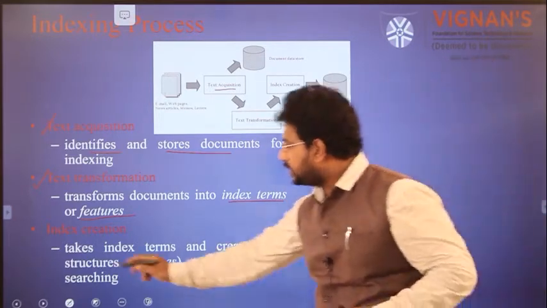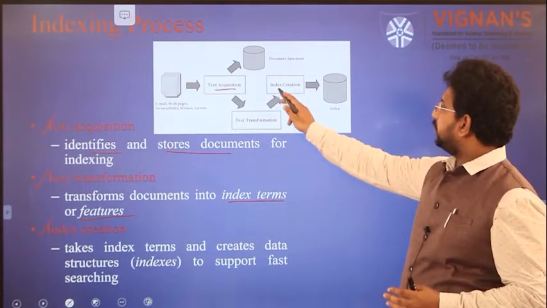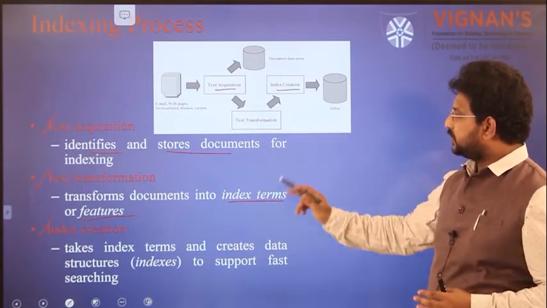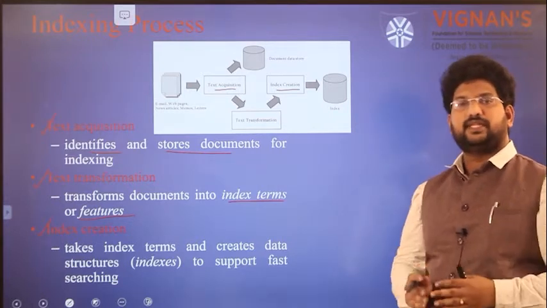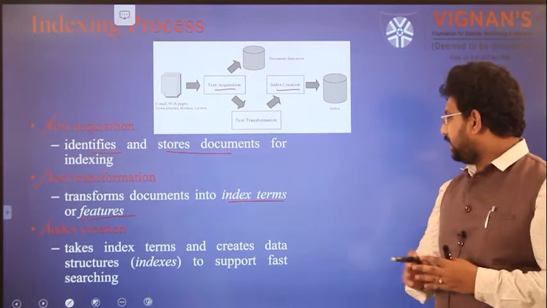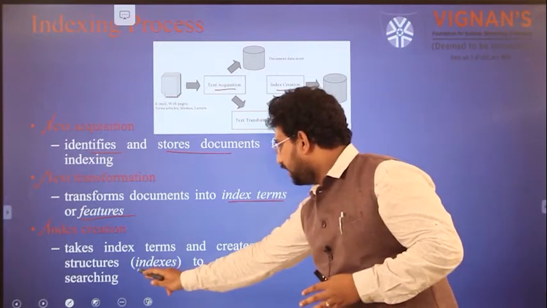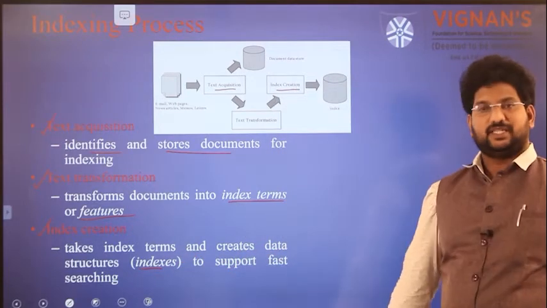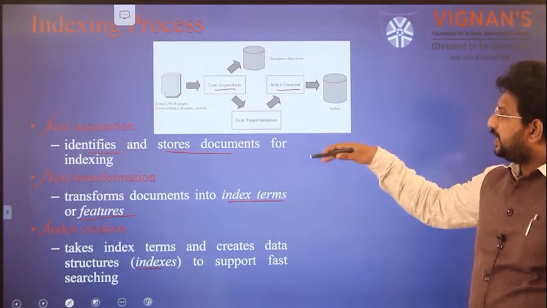The third component is the index creation. Index creation is going to take the input from the text transformation phase, use all the index terms, and build data structures, that is, indexes, which support searching. So these are the three main components of the indexing process.